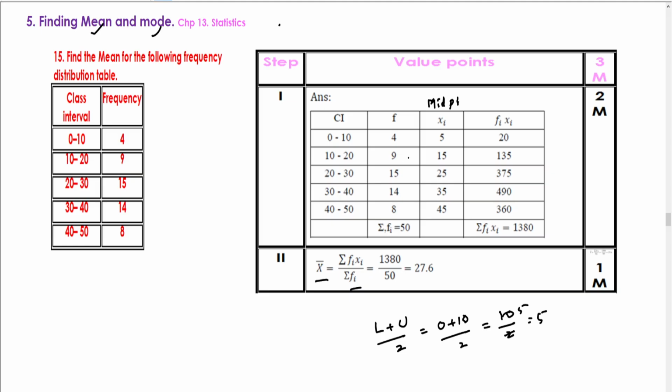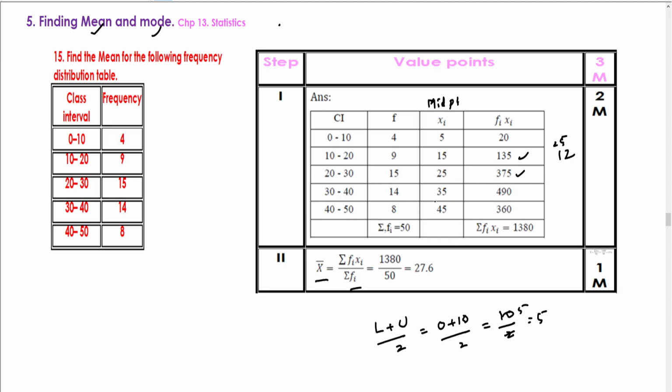Now you have to take the products. Be careful about the product. Let us take an fi xi column. 4 fives are 20. 9 into 15, 9 fifteens are 135. 25 into 5, 5 fives are 25, 5 twos are 10... 25 times 5 is 125, carry 12. Then 25 plus 12 is 37, correct answer.